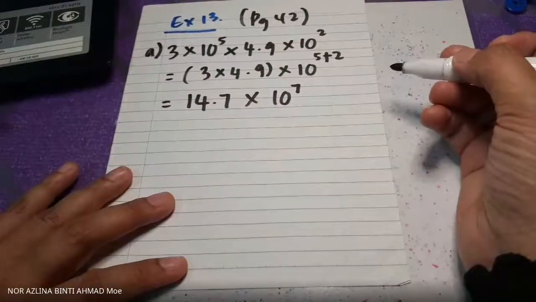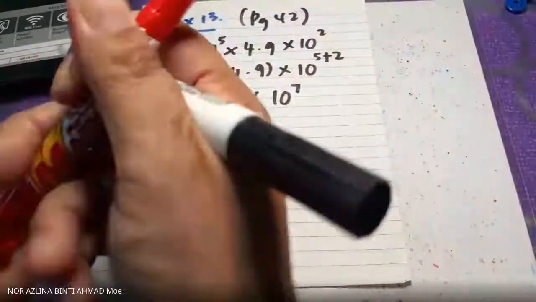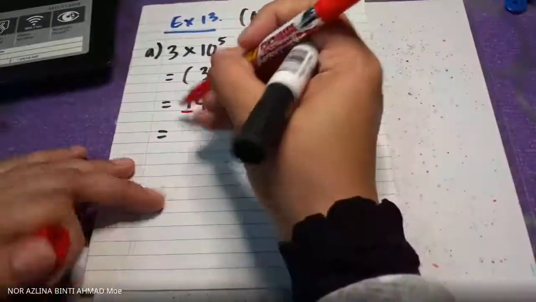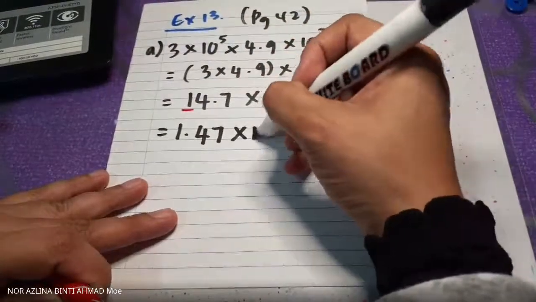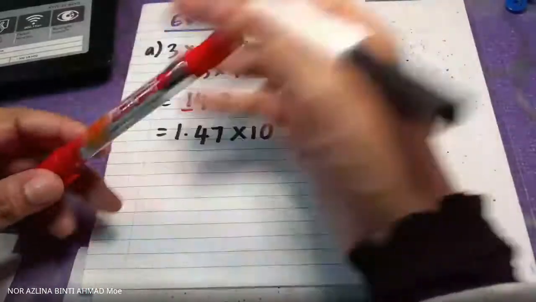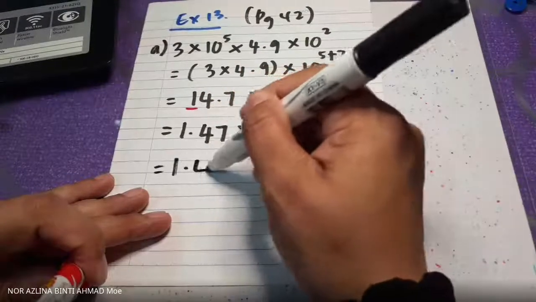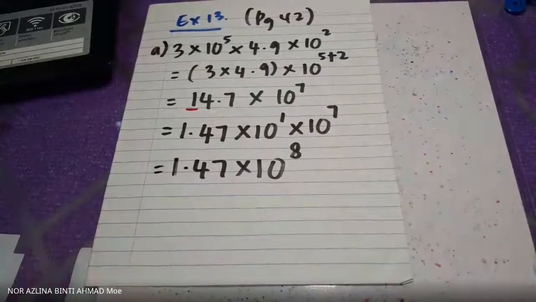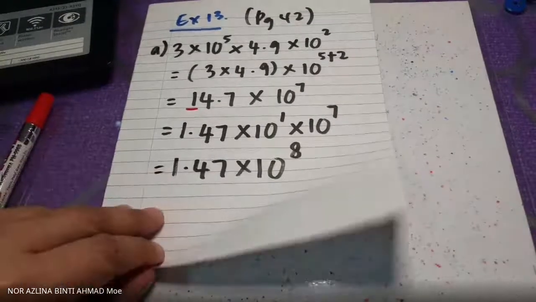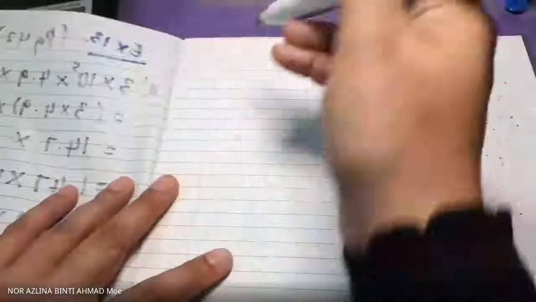And the question asks you to give in standard form. So 14 cannot. We need to write less than 10. So I change to 1.47. But times 10 to the power of, this is 10, so power of 1 times 10 power of 7. So this is 1.47 times 10 to the power of 8. Okay, next. Ada soalan terus tanya. Next. B.